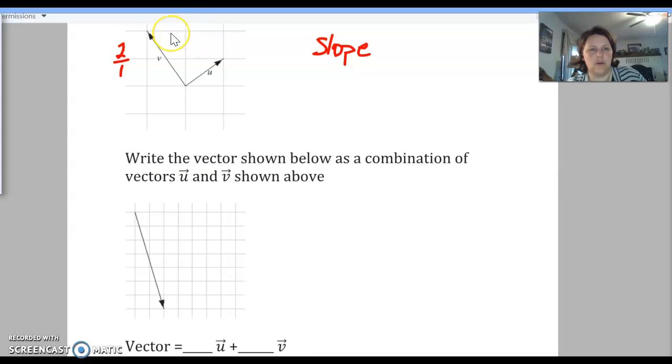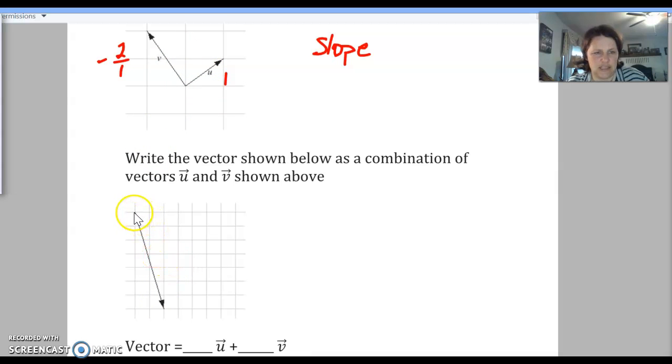So rise 2 over 1, and it is negative slope. But see, that's kind of misleading to say that. We'll see how that goes. We'll talk about that as we go. And then this one over here has a 1 over 1 slope. Okay, so we want to write this vector in terms of the sum of these two vectors put together somehow.